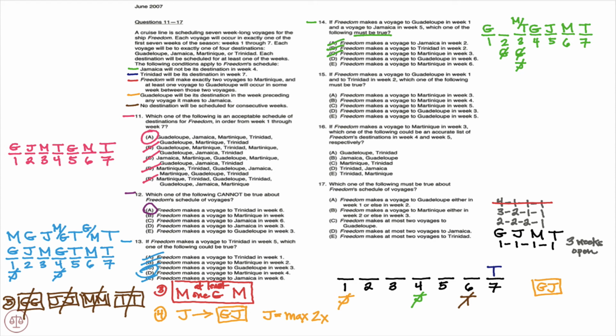D, Freedom makes a voyage to Guadeloupe in week 6. That is not even possible. We know week 6 must be Martinique. And lo and behold, answer choice E, Freedom makes a voyage to Martinique in week 6. That must be true, as we concluded, because the only two possibilities for our Martinique block were 2-6 or 3-6, and again, 6 is in common in both of those scenarios, so E here must be true, and E would be the correct answer.